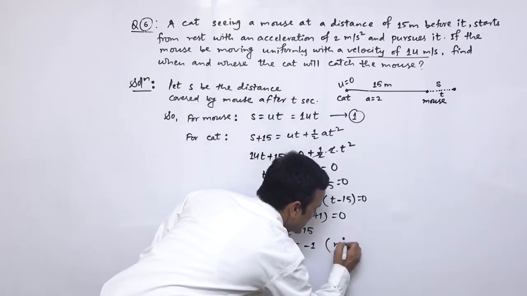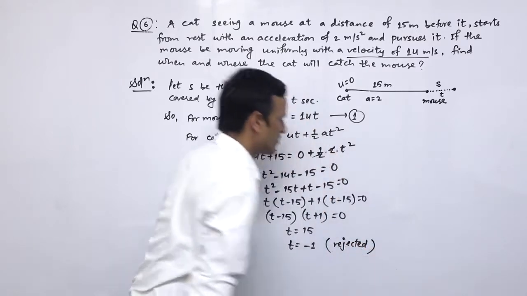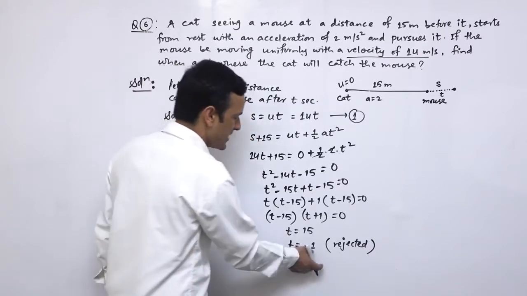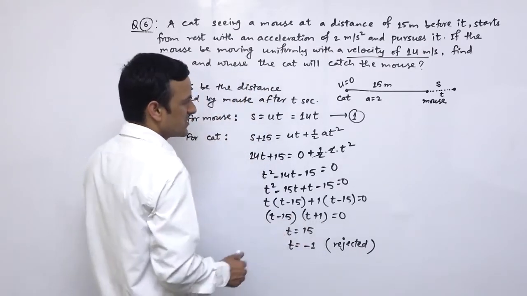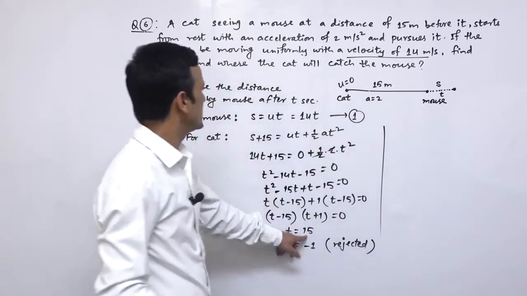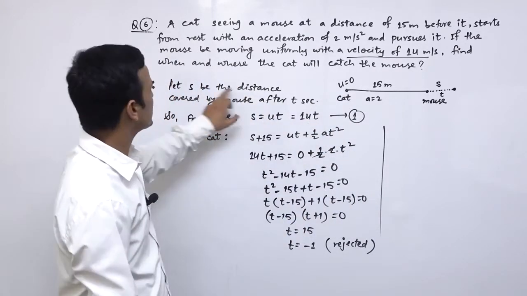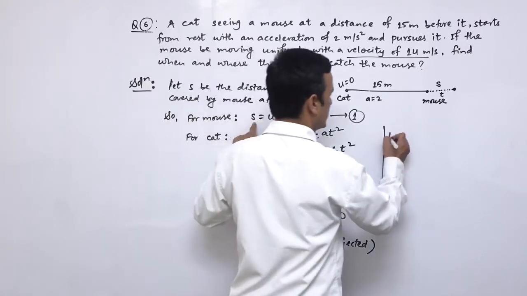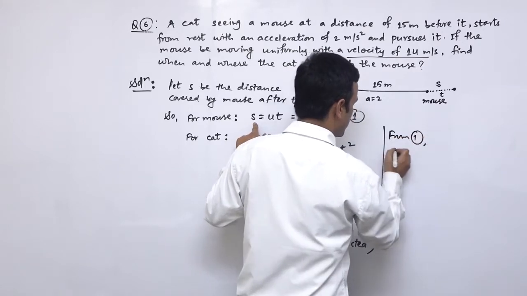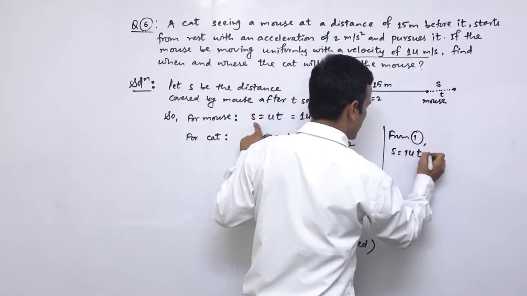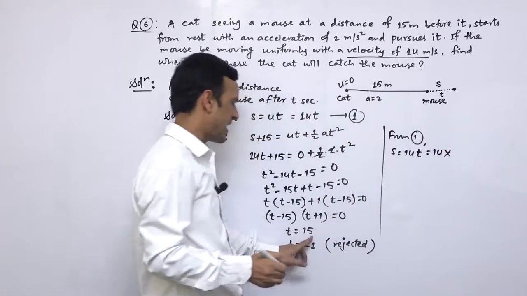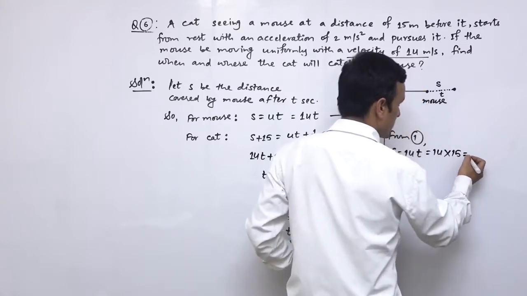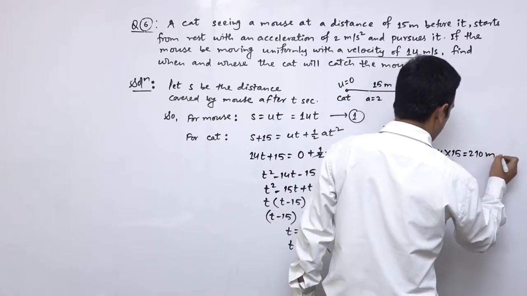So minus 1 is a rejected time. It should be rejected. Time can never be negative. So leave it, ignore it, and t is equal to 15. So we can write down this t over here. So s distance cover gari pachi mouse catch bhako hunale yaha dhara rakhne. So from 1, s is equal to 14t. That means 14 into time, which is 15. So 14 into 15 means it is 210 meter.